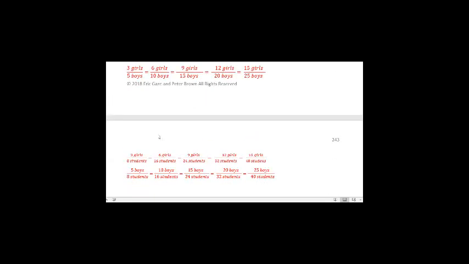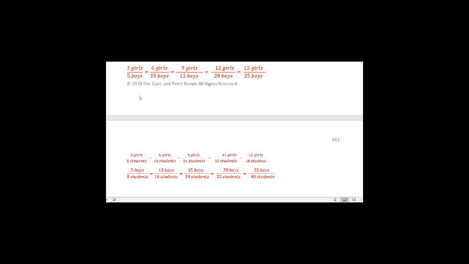So if these ratios are the same, you can just add up 3 and 5 and get 8. So the ratio of girls to students would be 3 to 8. Using this ratio, the ratio of boys to students would be 5 to 8, because I just added up the 3 and the 5.